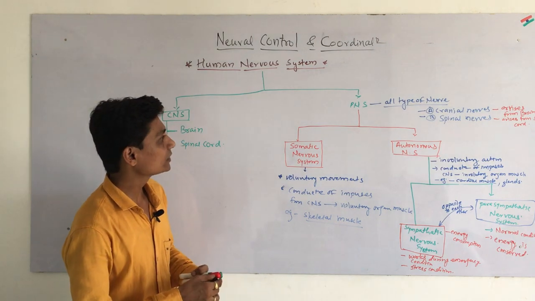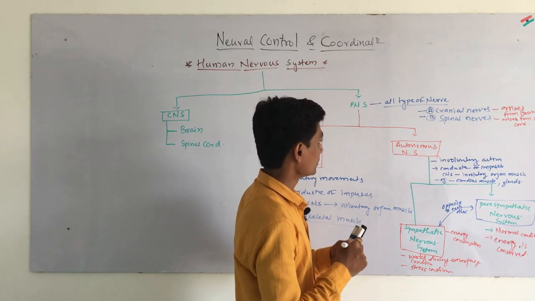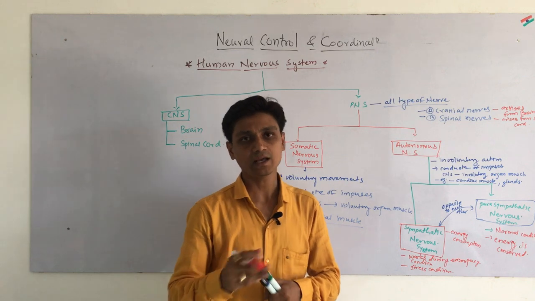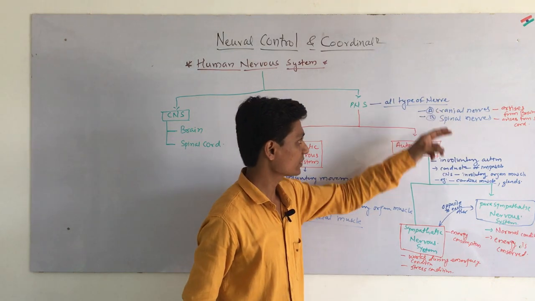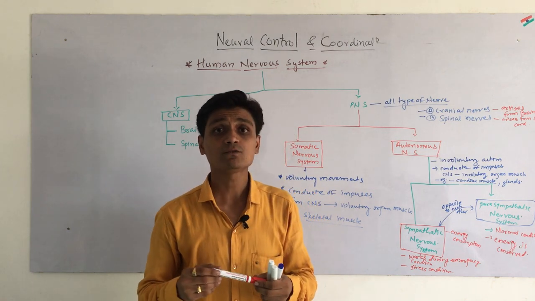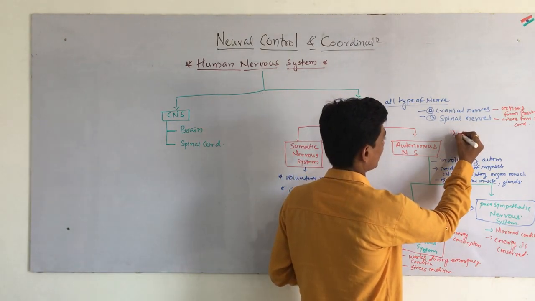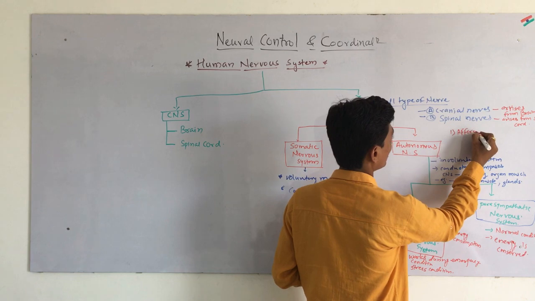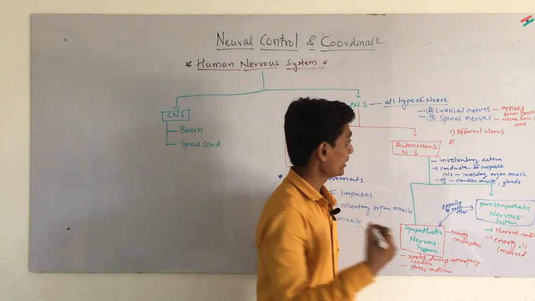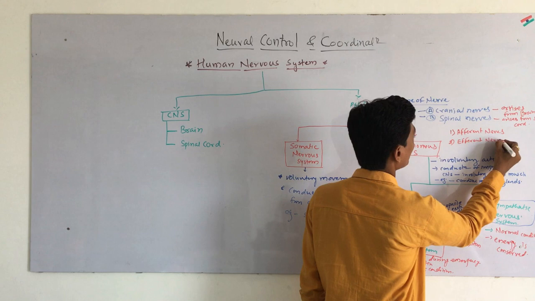Okay, we will move toward the nerves again. According to their nature, or from where they arise, nerves are of two types, cranial nerves and spinal nerves. But according to the function they perform, they are of three types: one, afferent nerves; second, efferent nerves; and third, mixed nerves.